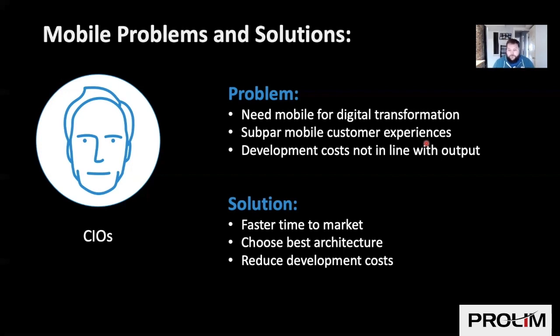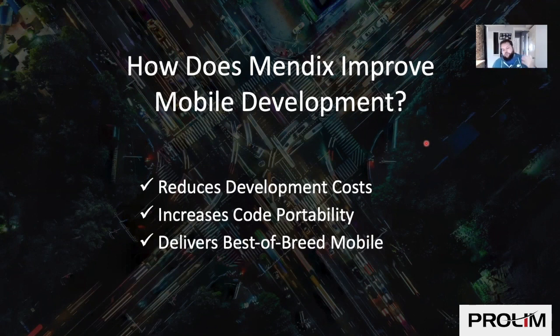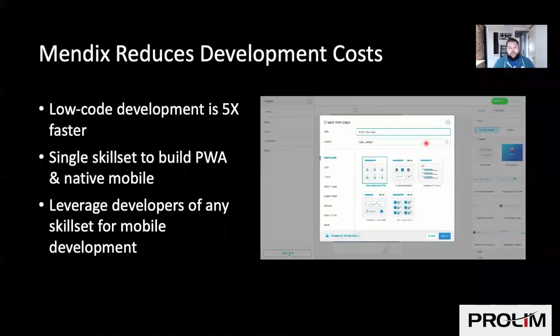We're allowing this to happen faster with different types of developers, and ultimately make that investment into mobile development profitable for their business. So taking a step back, away from the personas and more towards the product, what does Mendix do to improve mobile development? First, we reduce development costs. Second, we increase code portability across different channels of mobile solutions to cut down on rework and development processes. And then we deliver best of breed mobile solutions with the best technologies, the best architectures, and the best experiences for the end users.